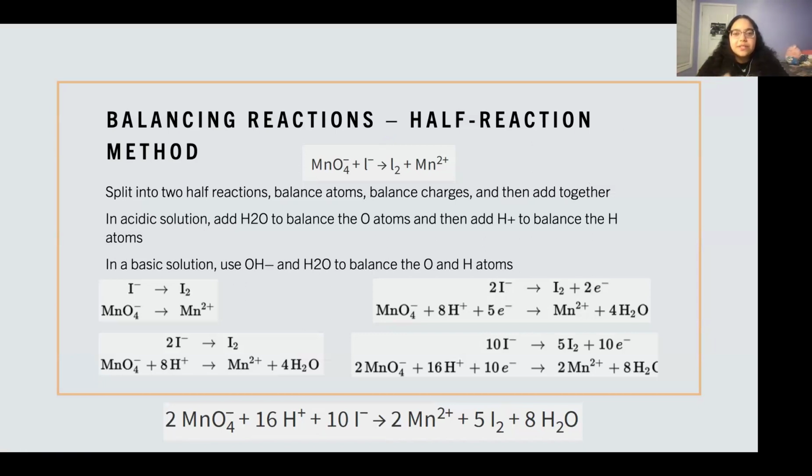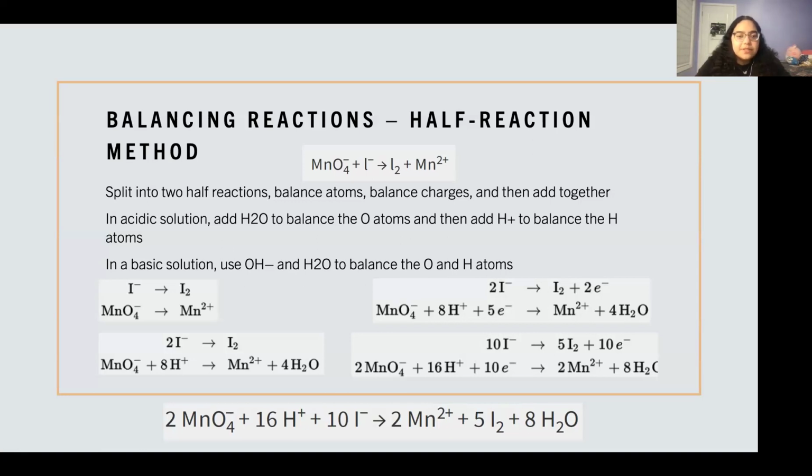So the first thing we do is split this into the 2 half reactions. So you have the iodine and then the manganese oxide. So I- is going to I2, and then MnO4- is going to Mn2+. And then for balancing atoms, if it's acidic, you want to balance everything that's not hydrogen and oxygen. Then you can add H2O to balance the oxygen atoms and H+ to balance the H atoms. And if it's basic, use OH- and H2O to balance instead. So in acidic, you would have an excess of hydrogen ions, whereas in basic, you'd have hydroxide ions. So that's the difference.